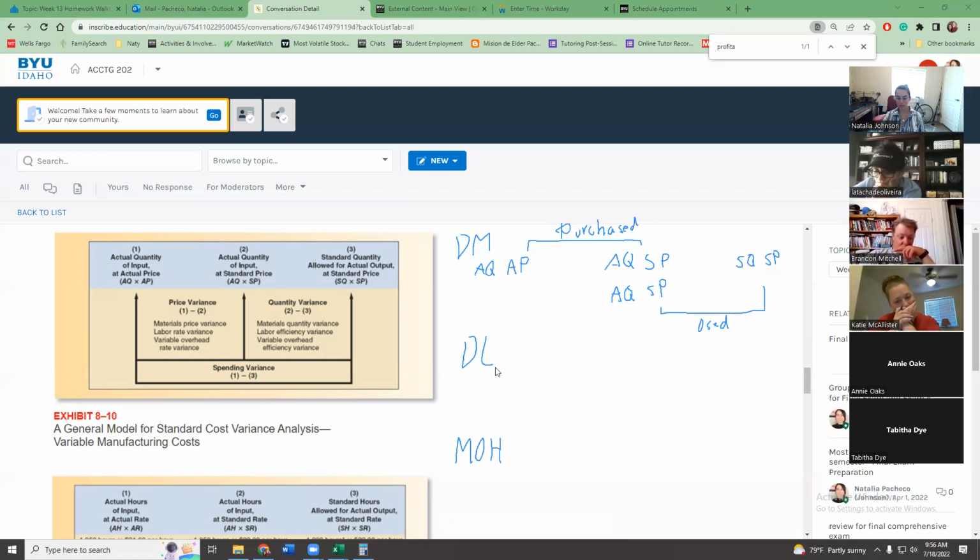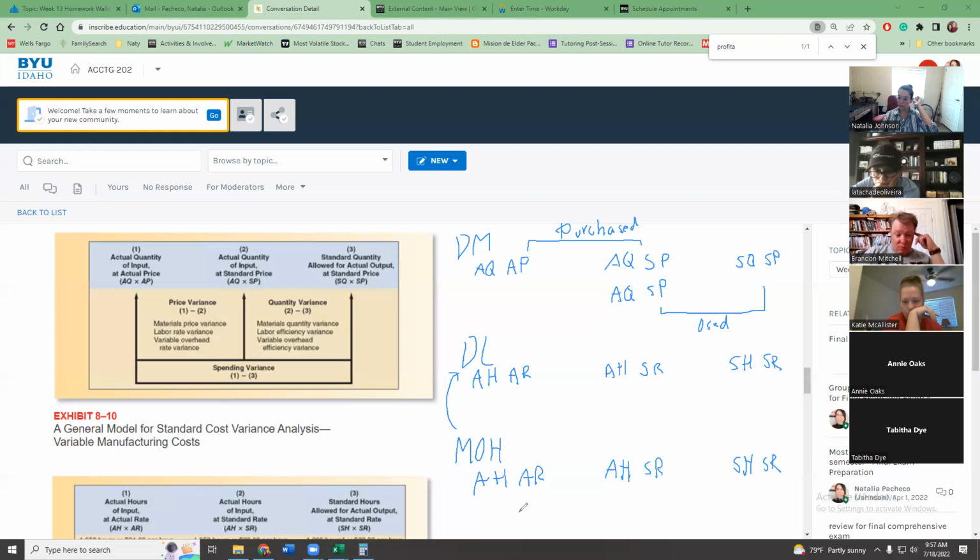And then for direct labor, instead of quantity and price, it is hours and rate. So actual hours, actual rate, actual hours, standard rate, standard hours, and standard rate. And the same for manufacturing overhead, because usually manufacturing overhead is based on direct labor hours. So same: actual hours, actual rate, actual hours, standard rate, standard hours, standard rate.